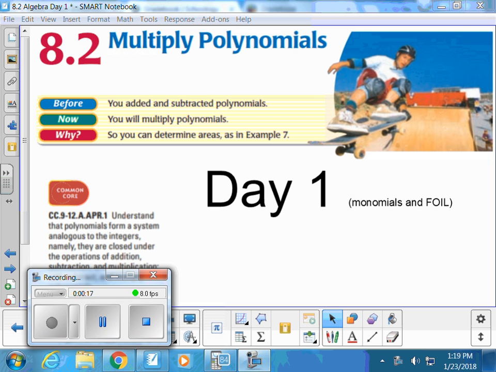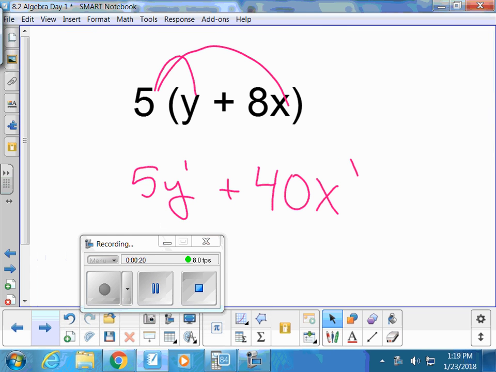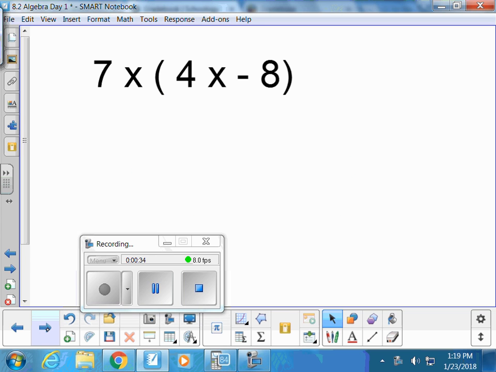Woo! Alright, so our first problem, we actually already did it. We're backtracking. We took a monomial of 5 and a binomial of y plus 8, and we just distributed the 5 in. So we used a little bit of multiplication. Got a binomial to be our answer, and we discussed how the degree would be a 1. All right, here's our next example. Go ahead and write it down.